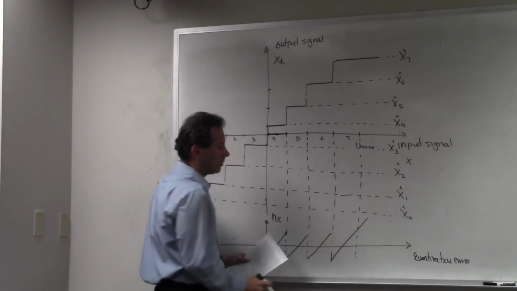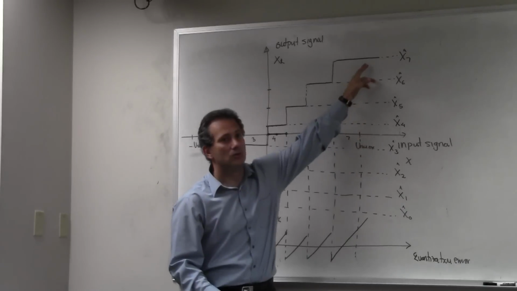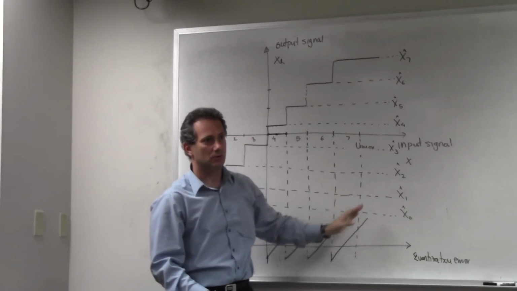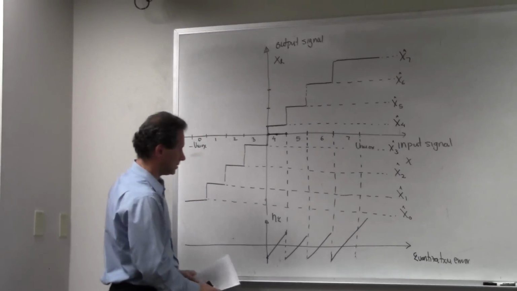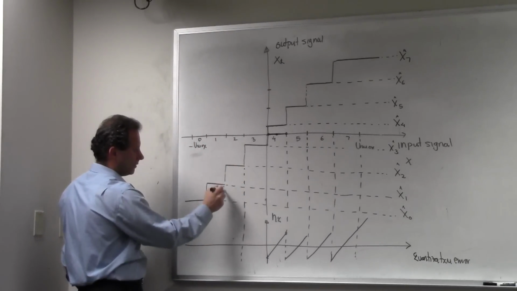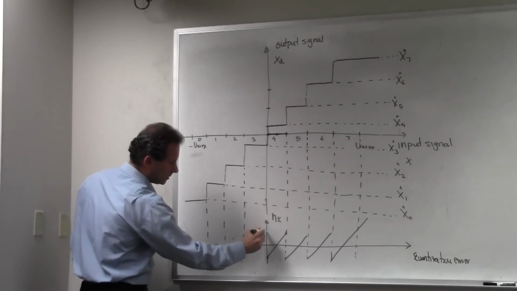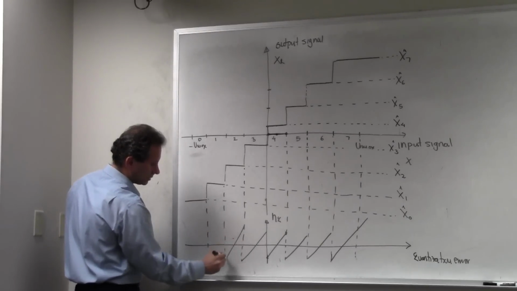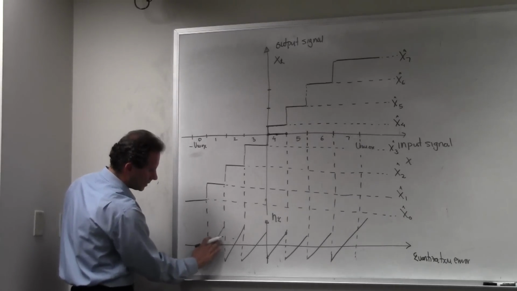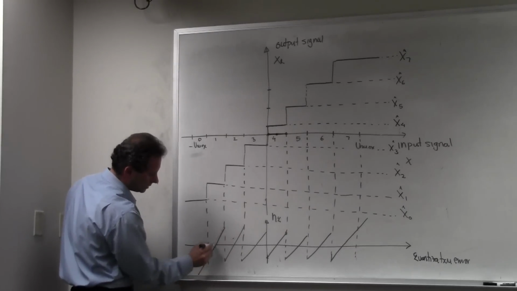Because for all the points to the right of this U max, you're always going to put out the same quantization level. So the error is going to grow unbounded in this direction. And hopefully this would happen very seldom, because you hope that your signal is going to be limited within a certain range before you do the quantization. And then the same thing, but the opposite, happens on this side.